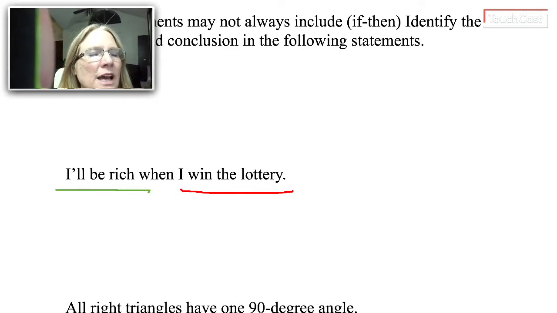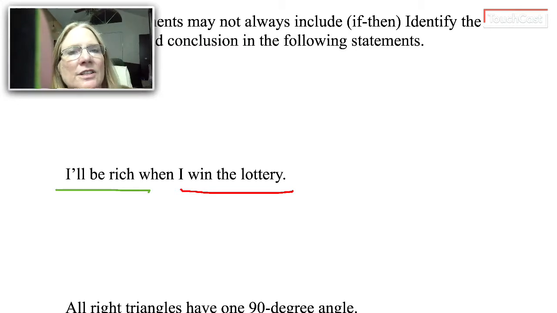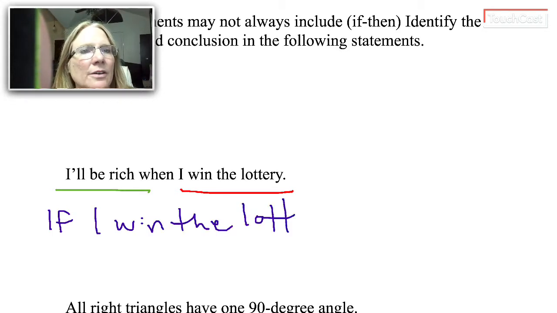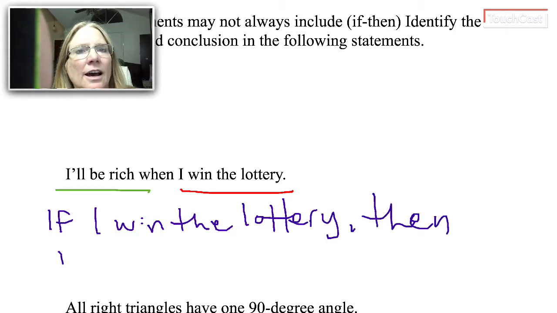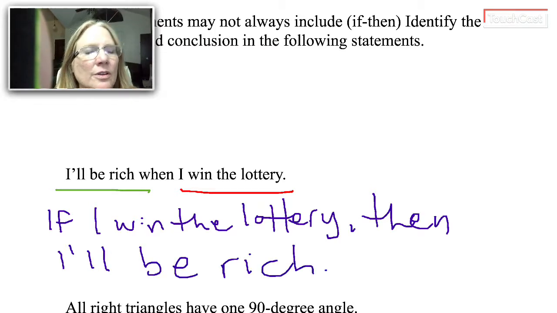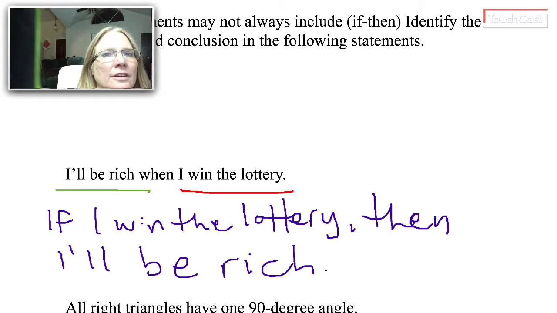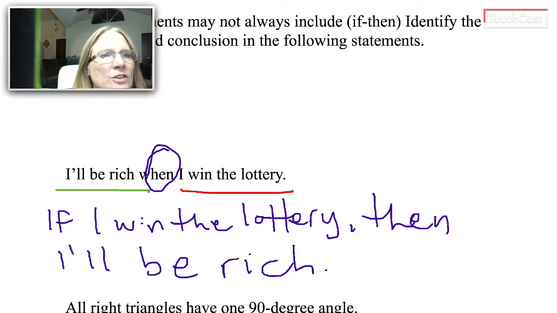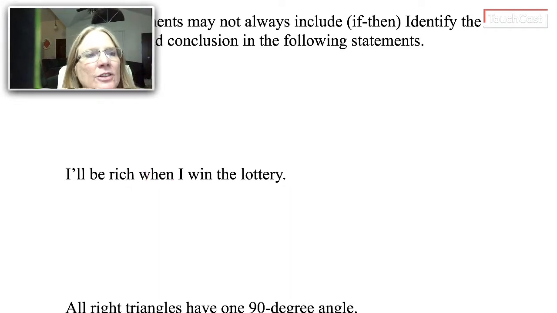So sometimes you'll be asked to rewrite these actually with an if and then. So you could say, if I win the lottery, then I'll be rich. So that's a conditional statement from I'll be rich when I win the lottery. When you see the word when, that really stands for if. Okay, let's look at another one.